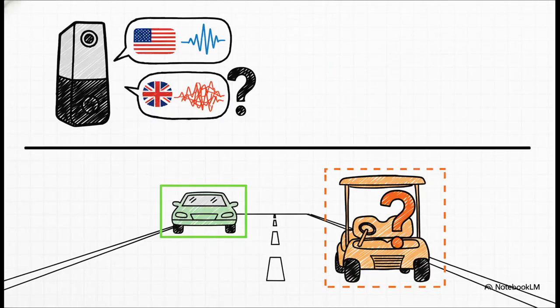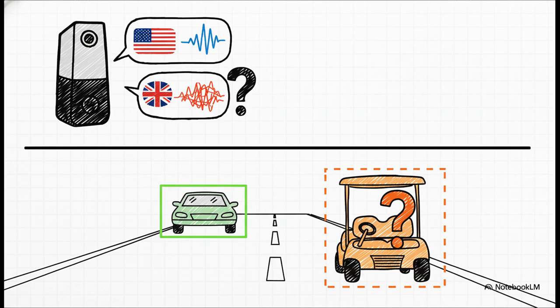So for example, imagine your smart speaker was trained almost entirely on American English accents. The moment you deploy it in the UK, you suddenly realize it has a really hard time understanding when someone with a British accent says Alexa. Or think about the self-driving car. It's been trained on millions of pictures of cars, trucks, and buses, but then one day it sees a golf cart on the road for the very first time. What does it do?